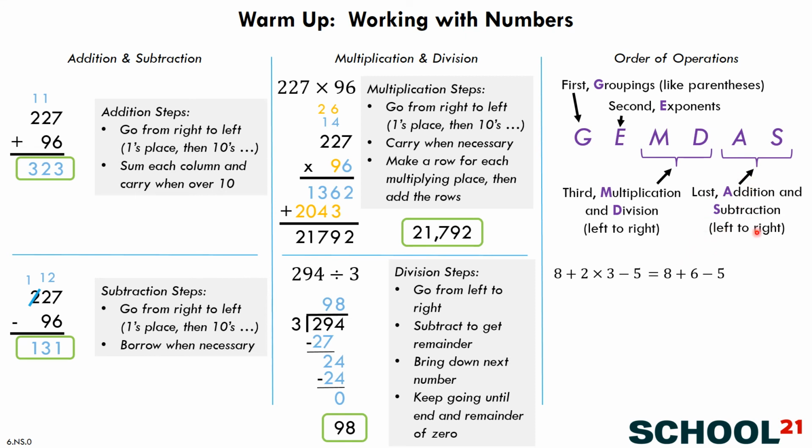We're going to do them left to right. So 8 plus 6 is what? 14. Good. So we'll write this now as, instead of 8 plus 6 minus 5, it's 14 minus 5. And what's 14 minus 5? 9. Good. So see how that's your answer? Yeah. Okay, good. So we'll circle that.